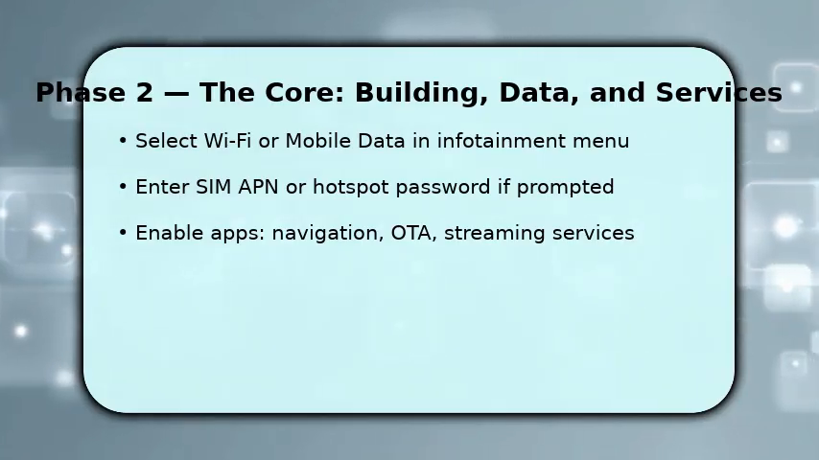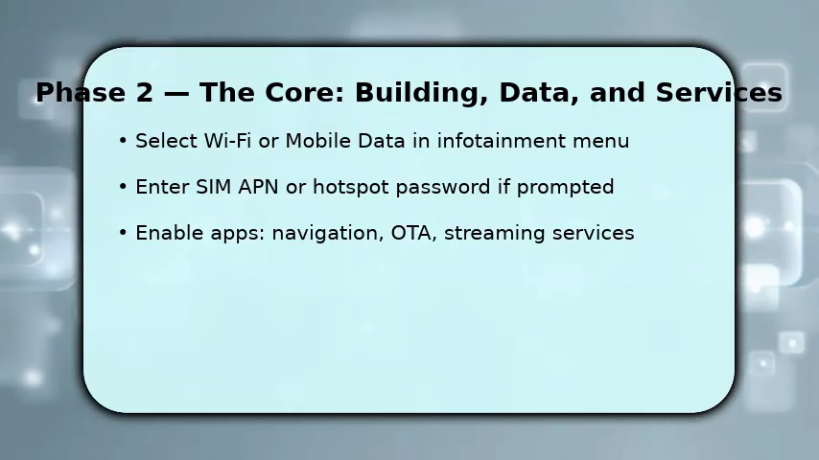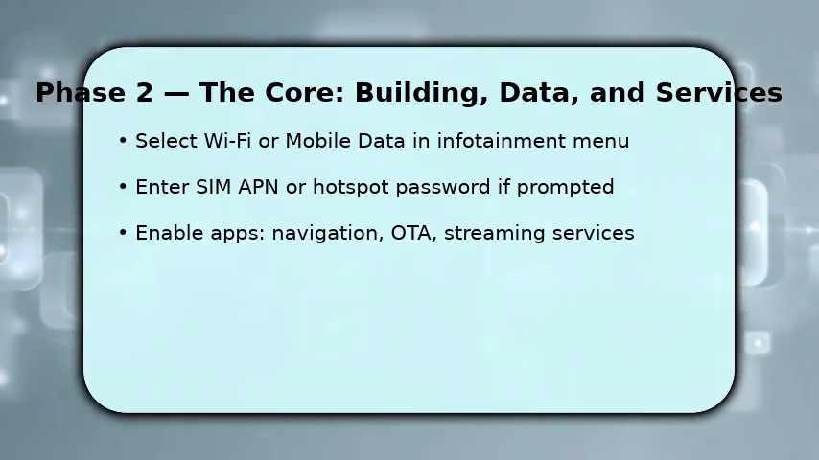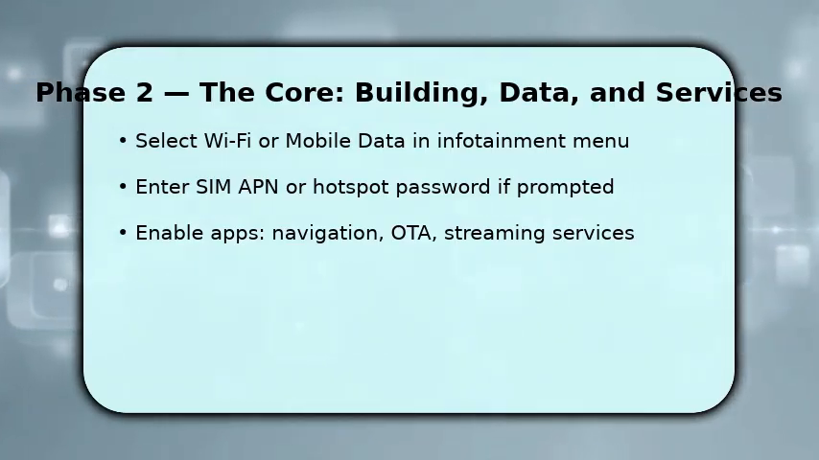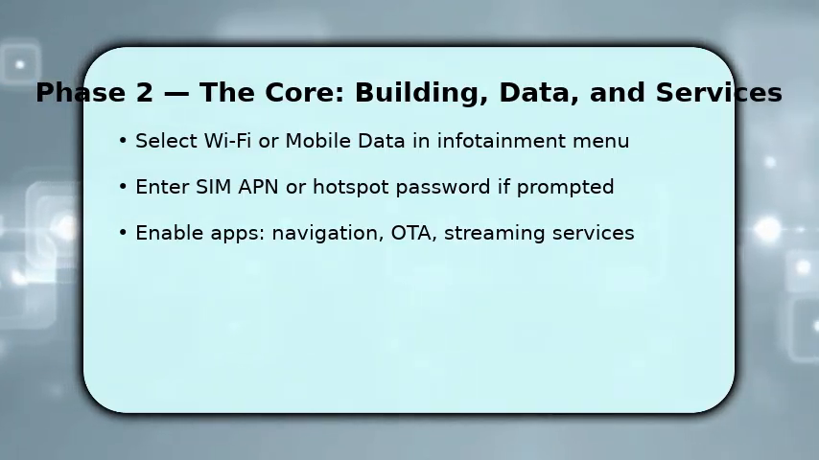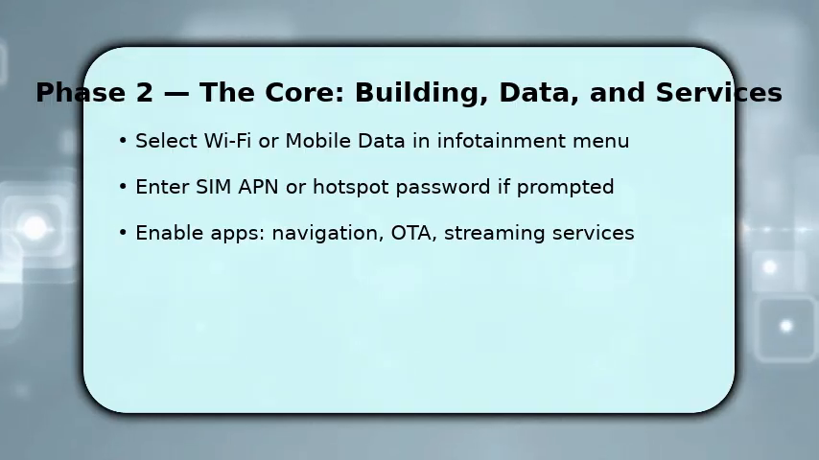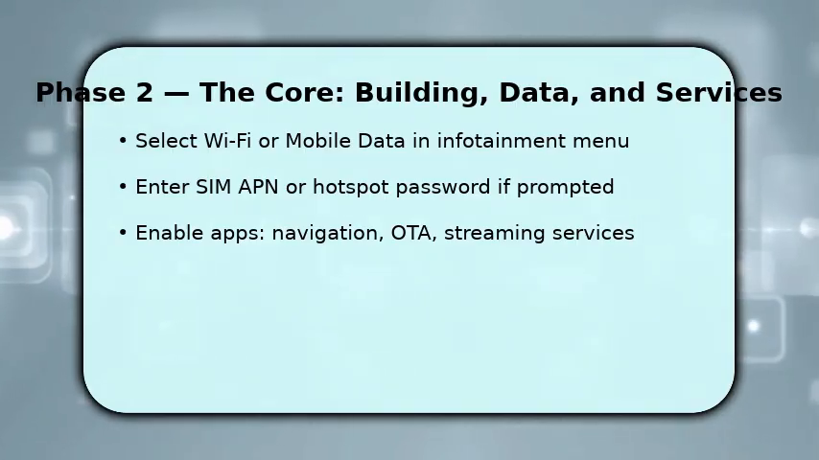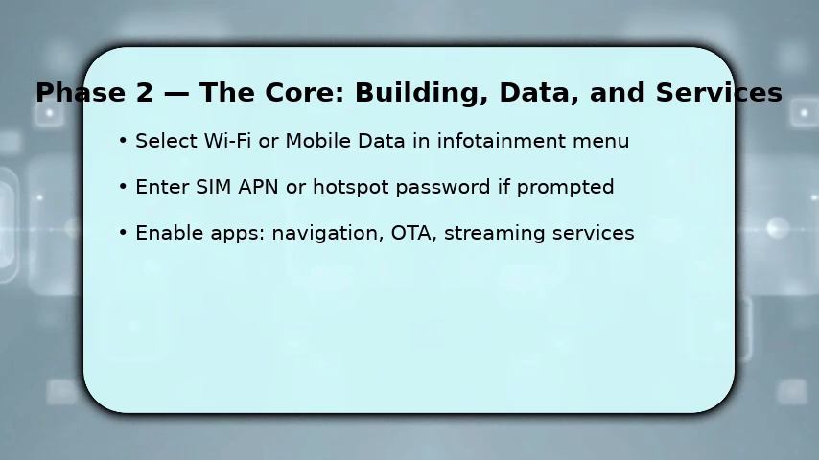Once connected, go to Apps and enable navigation, software updates, and media streaming. These rely on a stable link. Make sure to adjust data usage limits if you have a capped plan. This prevents surprise charges. Once set, test by loading a map tile or streaming a short song to confirm connectivity.